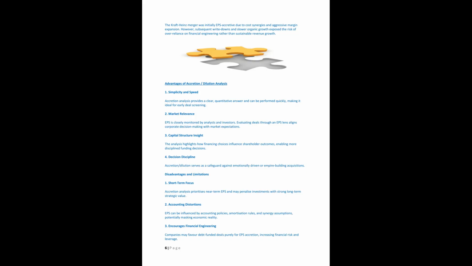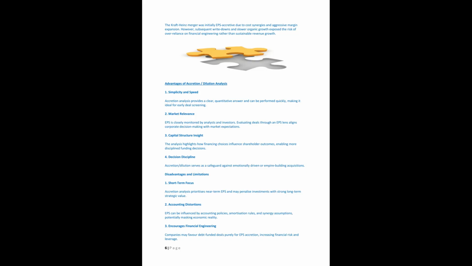One of the key advantages of accretion and dilution analysis is its simplicity and speed. It gives a clear quantitative result quickly, making it useful for early deal screening. It's also relevant to the market since EPS is closely watched by analysts and investors, so evaluating deals through this lens aligns decisions with market expectations. Additionally, it provides insight into how financing choices affect shareholder outcomes, which helps make more disciplined funding decisions. This type of analysis also promotes decision discipline by acting as a check against emotionally driven or empire-building acquisitions.